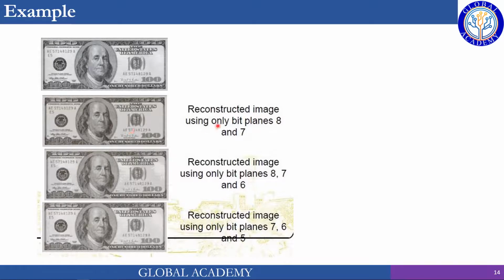So here is the original image. This image is constructed using the 8th and 7th bit planes, and similarly this image is constructed using the 6th, 7th and 8th bit planes, and this image is constructed using the 5th, 6th and 7th bit planes. So you can observe the dynamic range of the original image is better than these images. I mean, the representation or contribution of white and black color is better in the original image as compared to these reconstructed images.